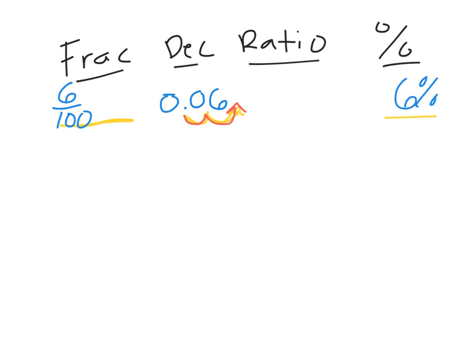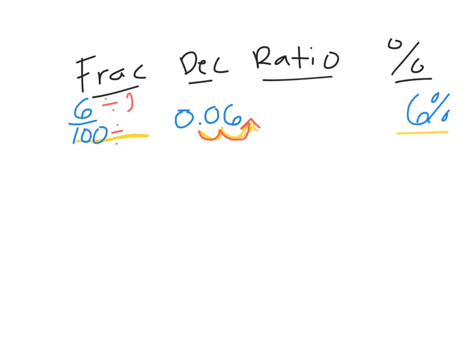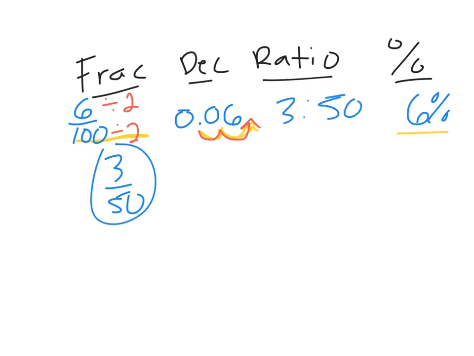But do not forget that we always want to reduce our fractions. 6 and 100 can both be divided by the same thing. They're both actually multiples of 2. So dividing those both by 2, that would give us the fraction 3 over 50. And so there's our fraction. And because that's our fraction, our ratio would then be 3 to 50. Always remember to reduce. So that's what we get on that one.